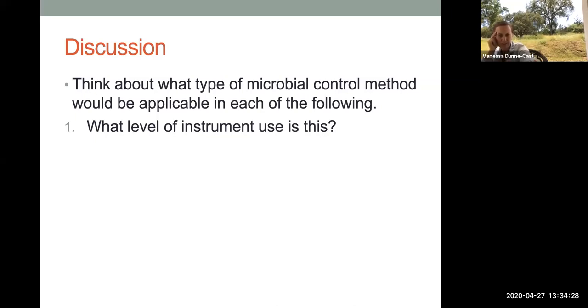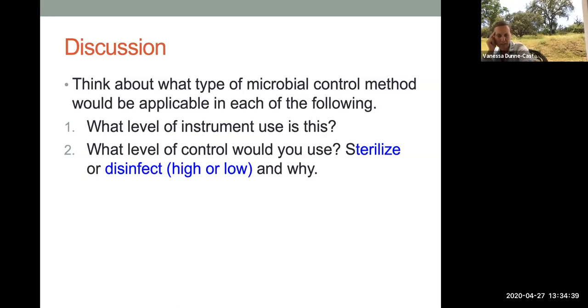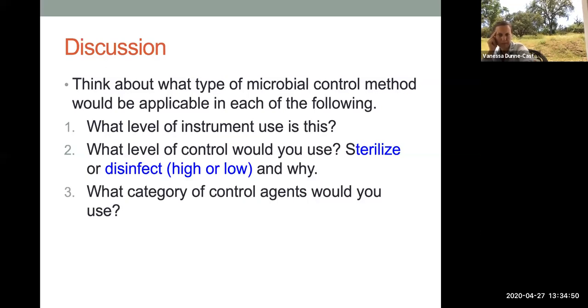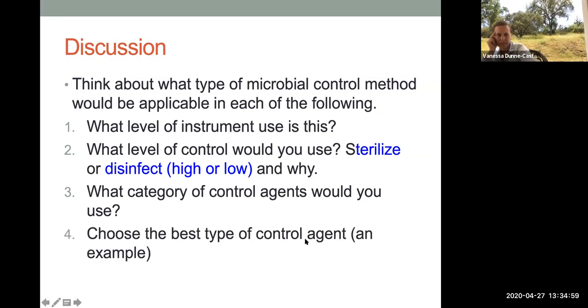For each of the items on the next slide, think about what level of instrument use that particular item is. Some don't really fit into this question very well, but you'll see that in a minute. Considering what level of instrument use it is, what level of control would you choose? Sterilization, disinfection, high level, low level disinfection, and then discuss why you would choose that. And then with this information, which category: physical, chemical, or mechanical control. And then within that category, what is the best control agent?